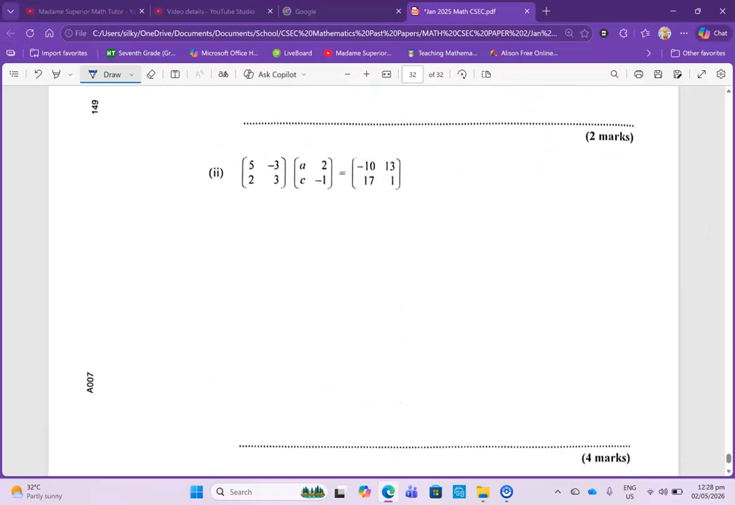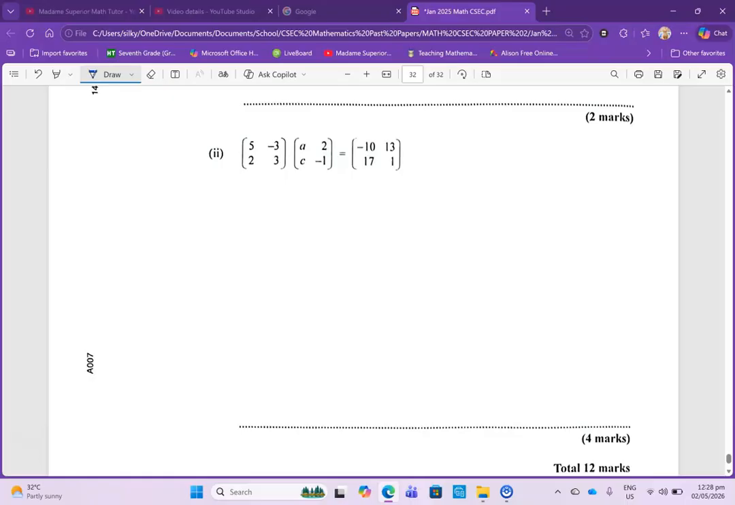So let's go on to part 2, for 4 marks. We have the product of two matrices giving a third matrix on the right hand side of the equation. When we're multiplying two matrices together, there's a particular order in which we multiply them. So I am going to label row 1, row 2, and then column 1, column 2.